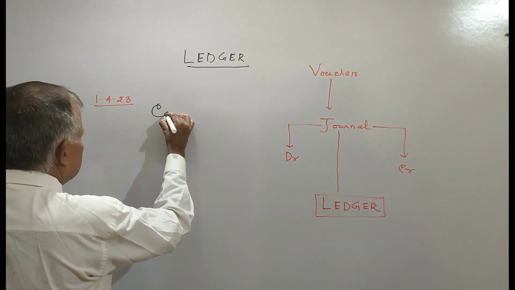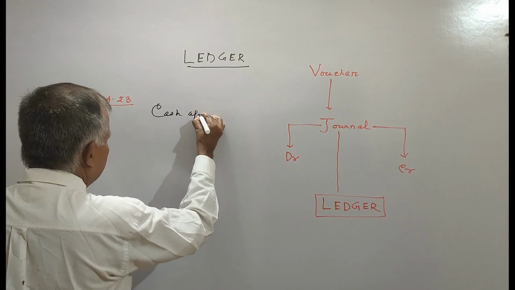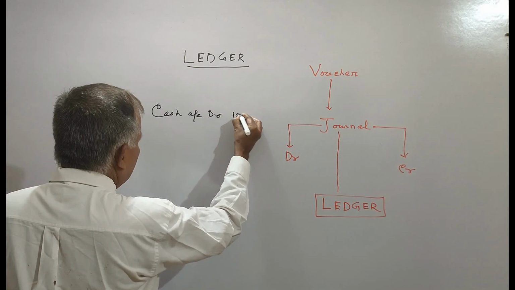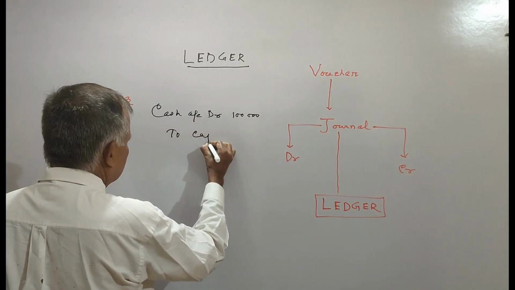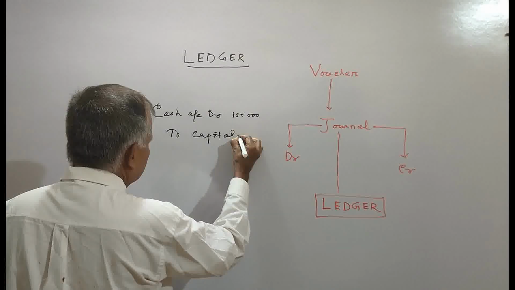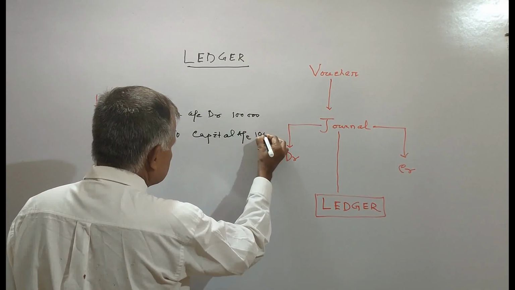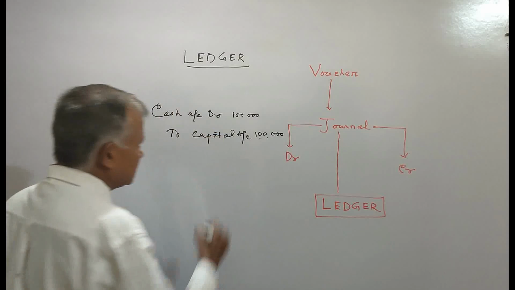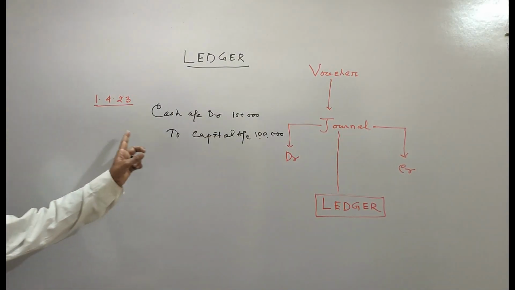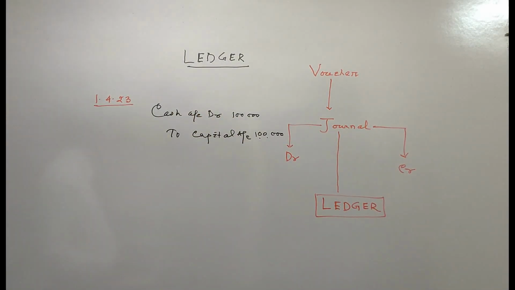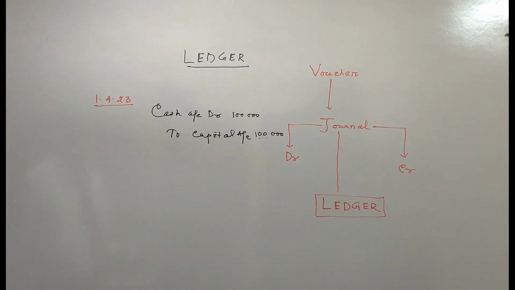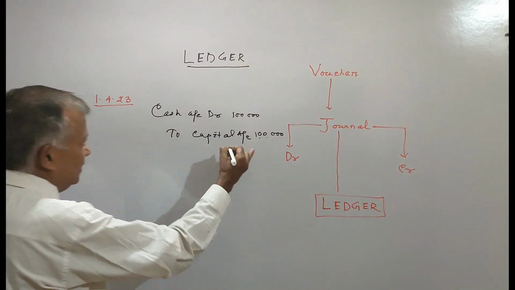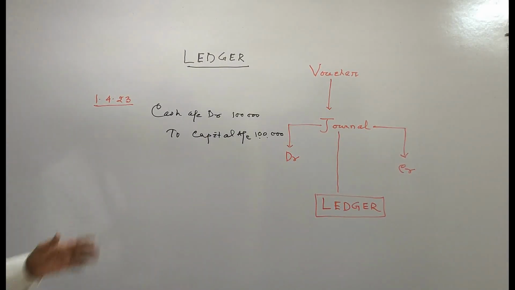That is cash account debit 1 lakh to capital account. That is cash introduced in the business, or the business started with cash of rupees 1 lakh. This is the entry we are passing in the books of the business. So cash account debited to capital account, with the narration, being the business started with cash.